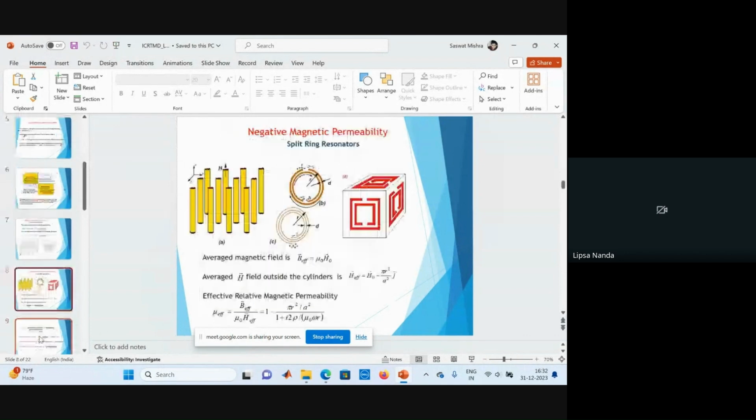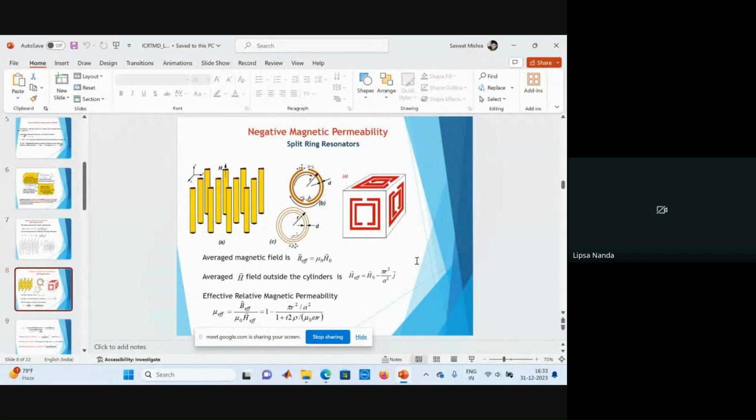Then, to obtain the negative magnetic permeability, split ring resonator structures are used. Here the magnetic field is applied along the axis of the metallic cylinders, and if we take a cross section of that, we get these gap ring structures. We also take Swiss roll structures to get the negative magnetic permeability. There are circumferential currents which arise because of the applied magnetic field, and that gives rise to the inductance, and the gap between the rings gives rise to the capacitance, and together they give rise to a magnetic resonant frequency.